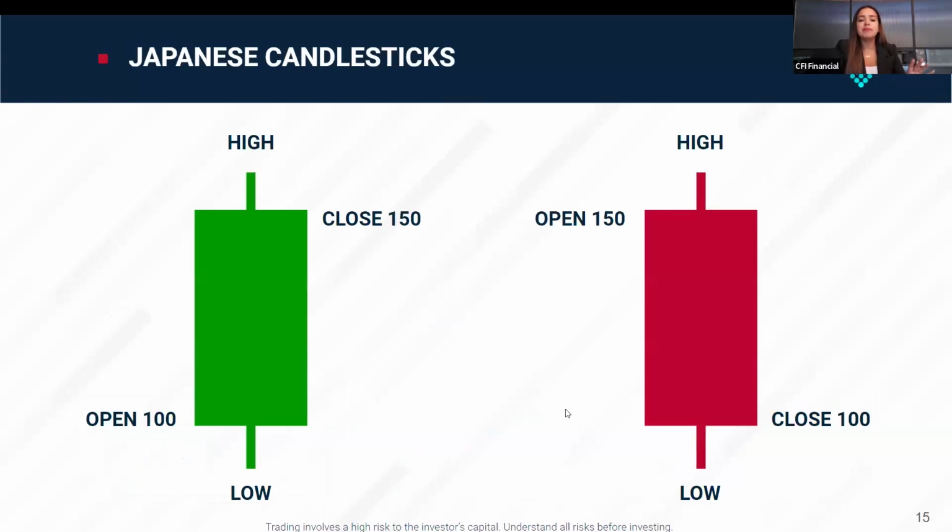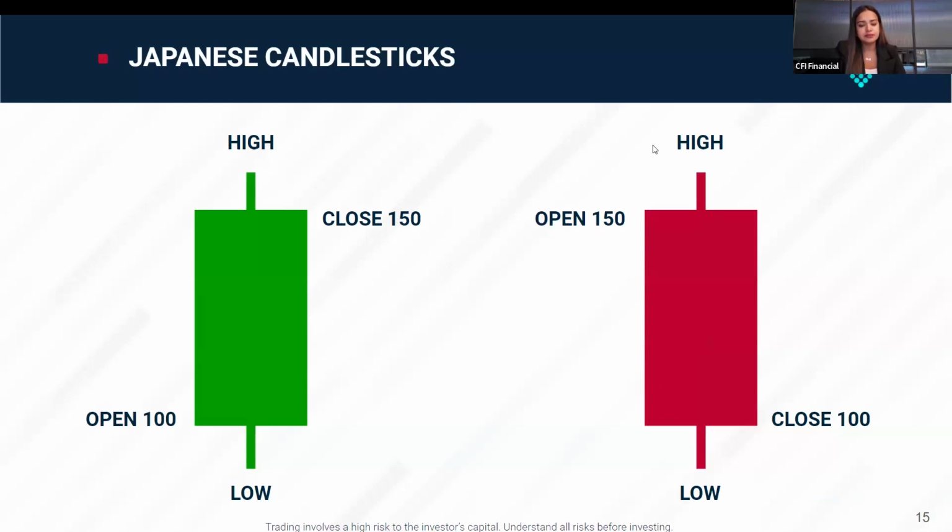So the Japanese candlesticks, here we have red and green. These can also be white or black. Basically, the green and the red are the most common in the financial markets. What is the difference between the bullish and the bearish? Why here do we have a red candle and here, for example, a green candle?